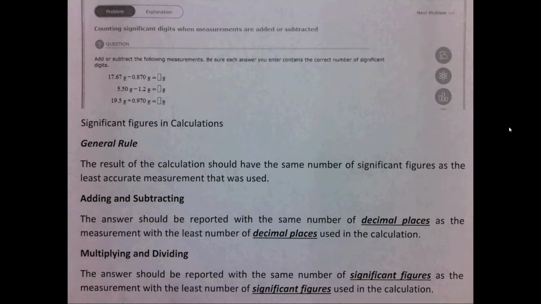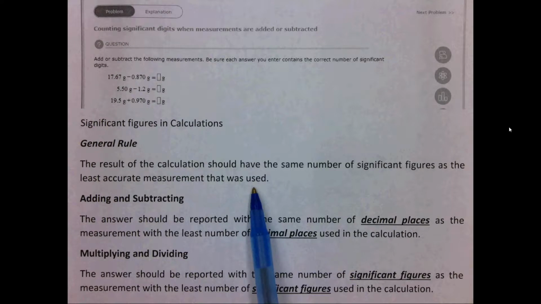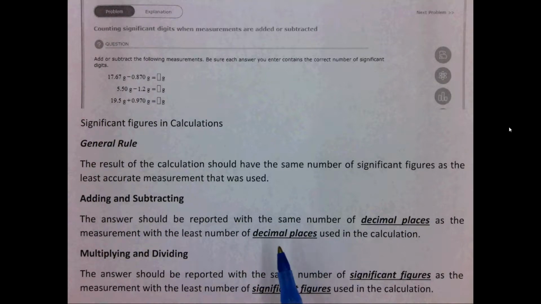So the general rule is that the result of the calculation should have the same number of significant figures as the least accurate measurement that was used. So essentially, if you make one measurement very accurately and another measurement not very accurately, and you add them together, you have to report your answer not very accurately to match the one that's the least accurate. And there are some specific ways we do this for adding and subtracting and for multiplying and dividing. And they're a little bit different.